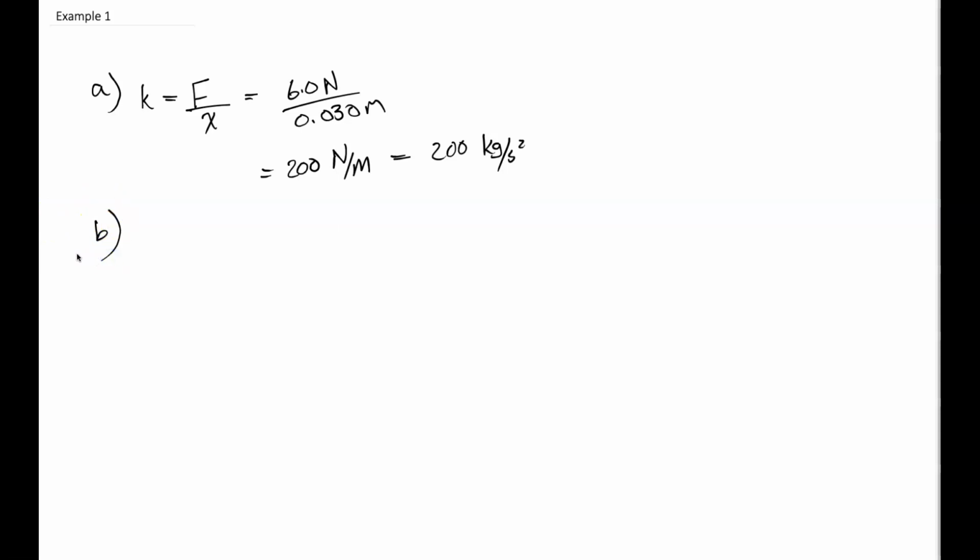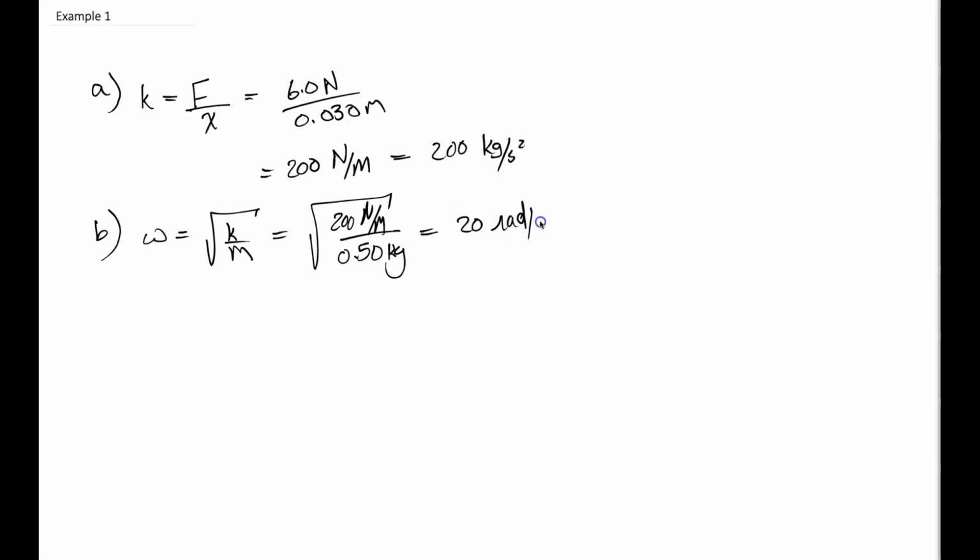For part B, we're asked for the angular frequency. The angular frequency, omega, is the square root of k over m, which is the square root of 200 newtons per meter over 0.50 kilograms. And this gives us 20 radians per second.